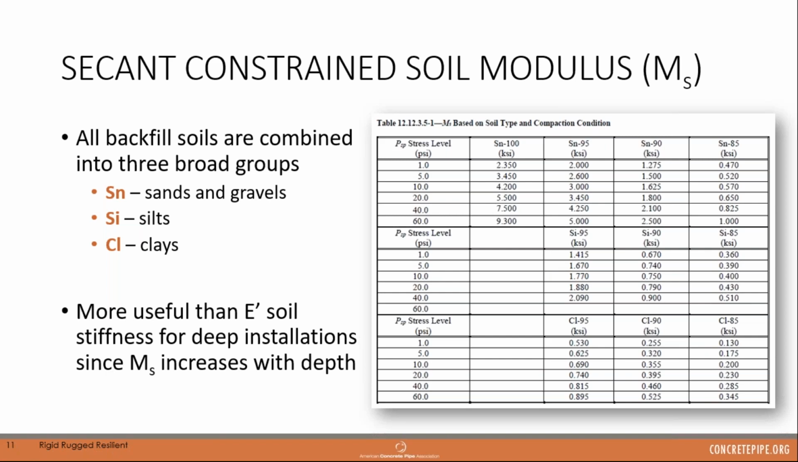Assume that you're getting a lower quality soil and less compaction by a degree of 5%. The interpolation between compaction levels isn't necessarily appropriate either. So you really want to just assume the lower quality side, just as a measure of conservatism.